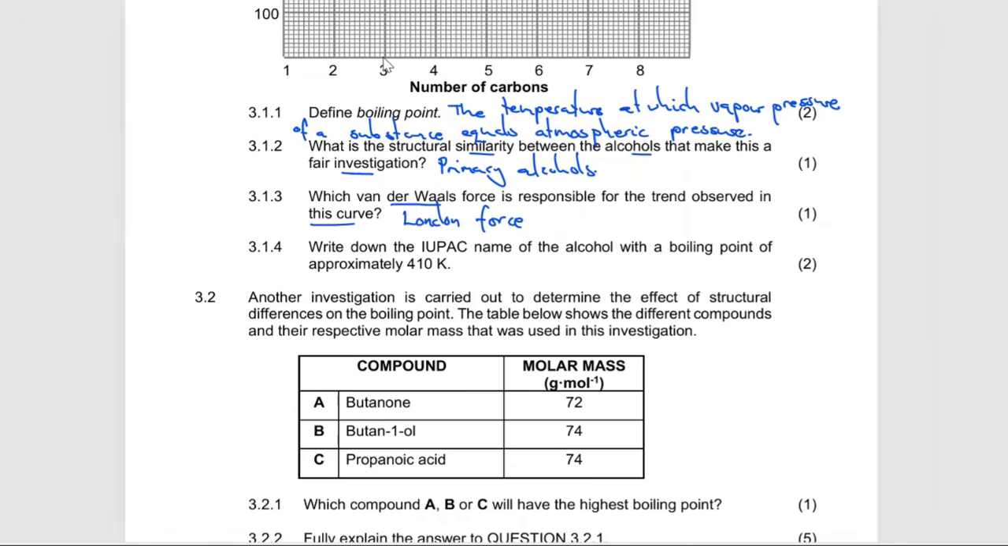So a London force is an example of a what? Of a van der Waals force. So it's London forces there. Then 3.1.4 says write down the IUPAC name.